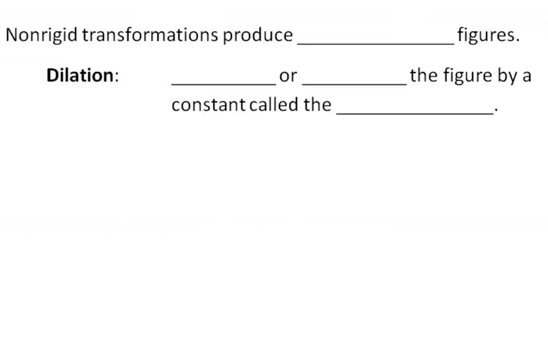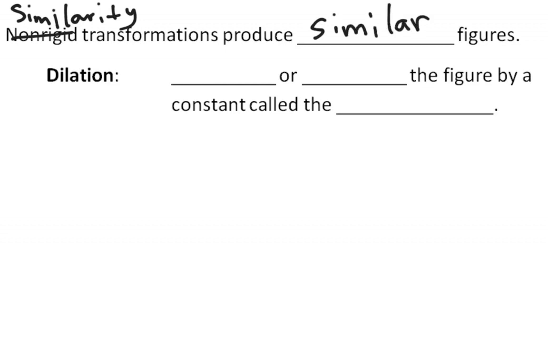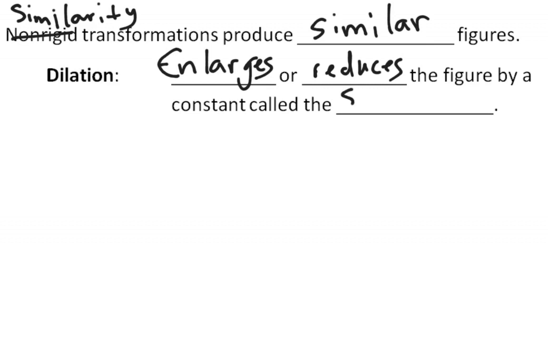Okay, there are non-rigid transformations. We should call these similarity transformations. And so similarity transformations produce similar figures. A dilation enlarges or reduces the figure by a constant called the scale factor. And this is all language that we should know. We're not going to study this really particularly until next week, though.